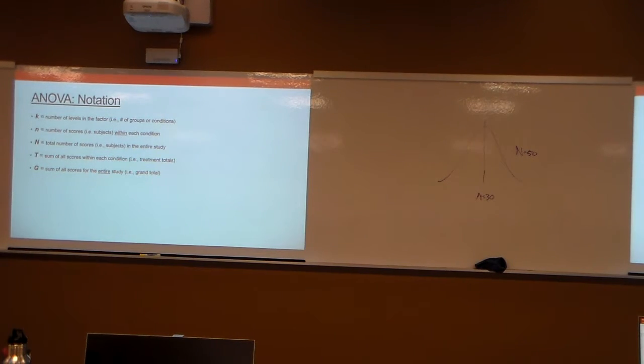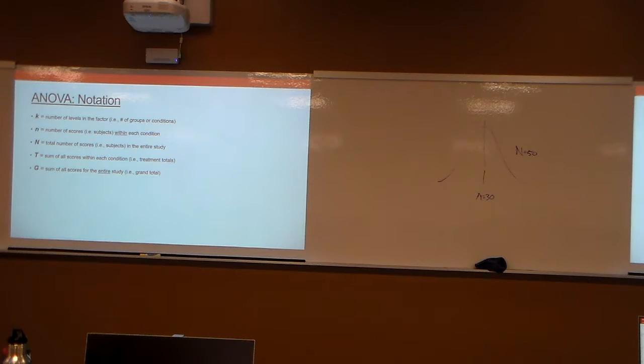All right, so notation. This differs, and this is probably part of what makes reading methodology literature difficult: notation varies widely. But for our purposes, we're going to use K to indicate the number of levels of a factor, or our number of groups or conditions. Small n is going to be the number of scores within each condition. Big N for our calculation will be the total number of subjects.